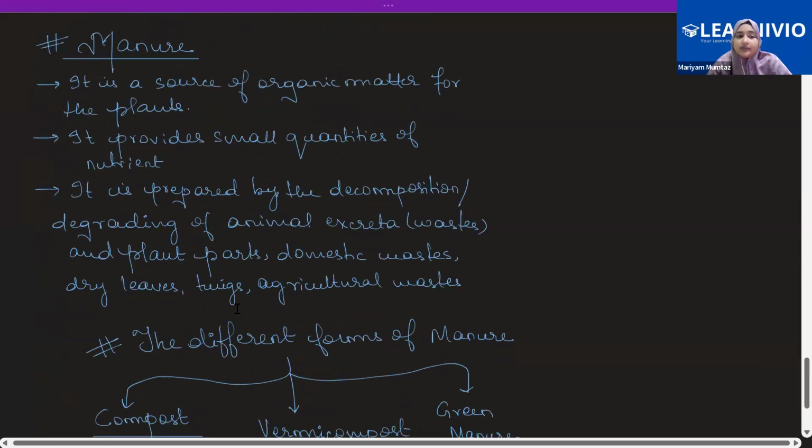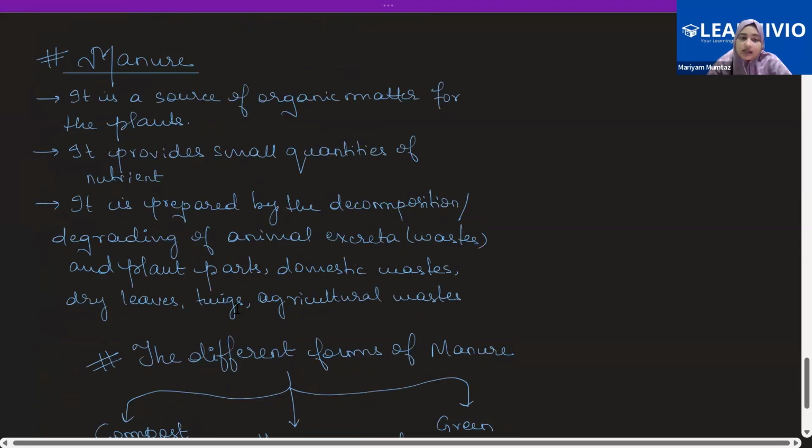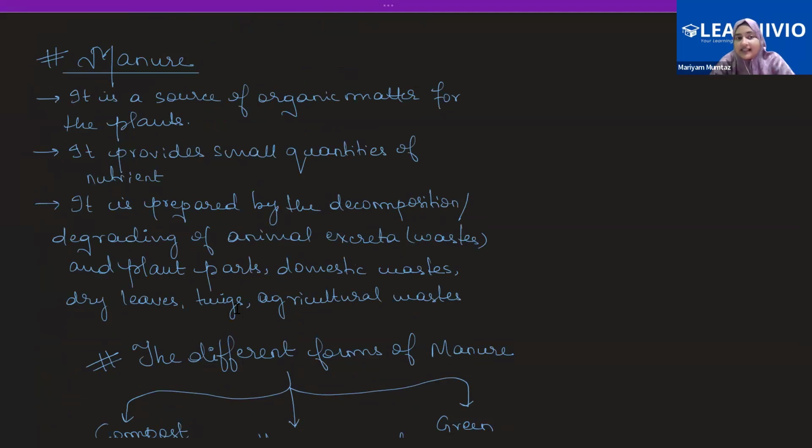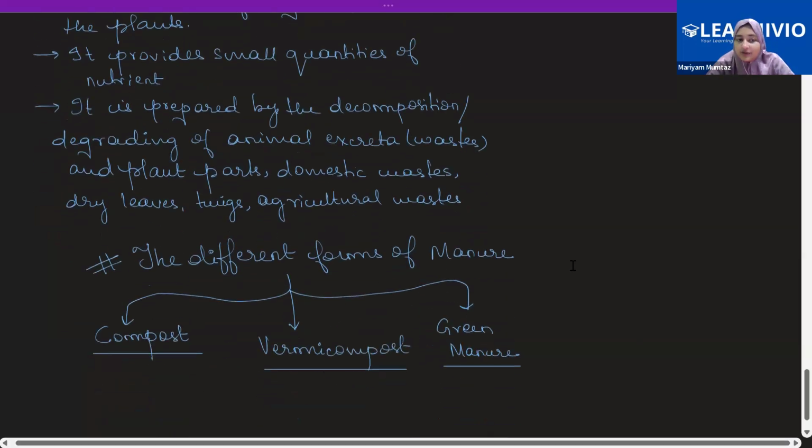Now, today we're going to see the various forms of manure that exist, right? As we have seen, manure is the source of organic matter for the plants. This is the part from where all the quantities of nutrients are obtained by the plants. And how is it prepared? It is prepared by the degradation or decomposition of animal excreta, plant parts, domestic waste and agricultural waste, and it gets converted into manure.